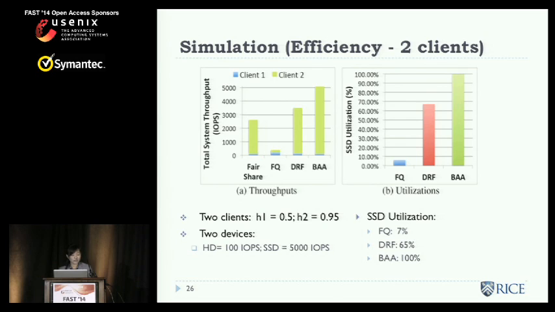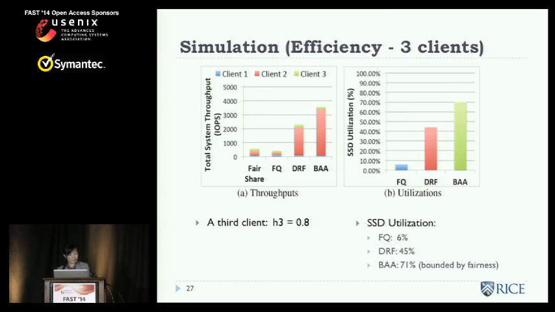So we can see WFQ gets very low throughput and utilization because it tries to force all flows to have the same allocation. DRF is better, but still only 65%. Bottleneck-aware allocation gets much higher utilization. But now suppose we have a third client with hit ratio 0.8. We can see both the DRF and BAA utilization is reduced.